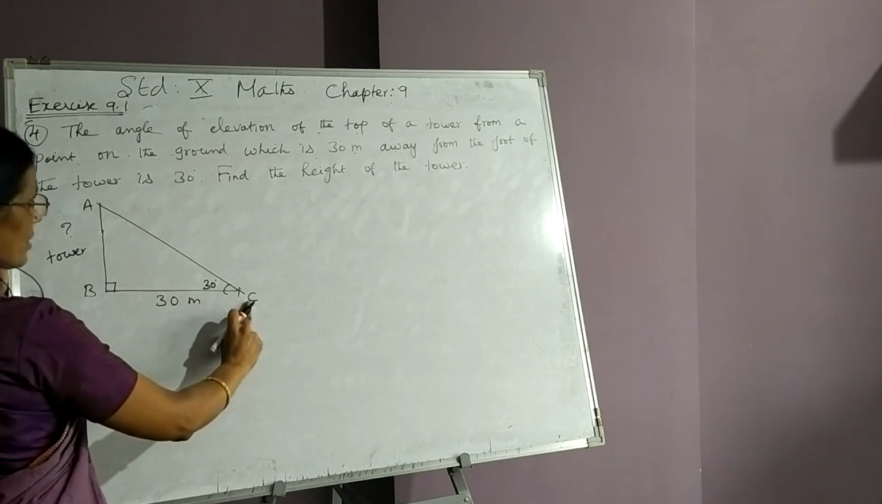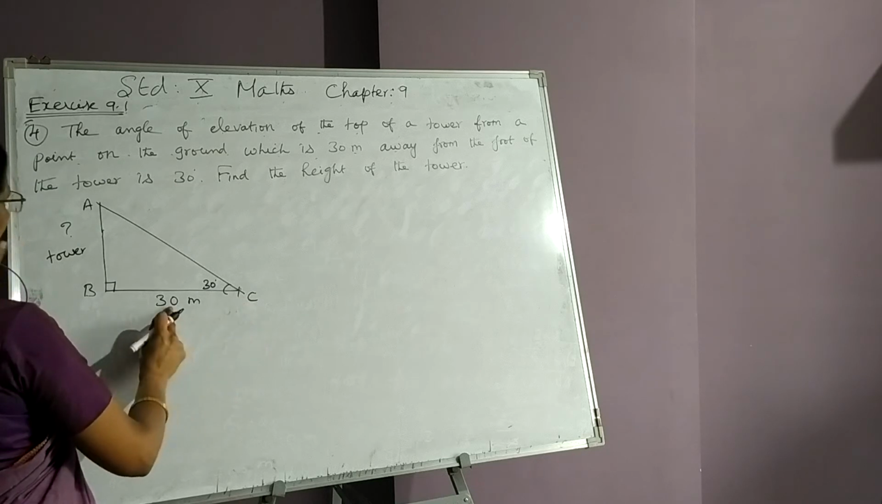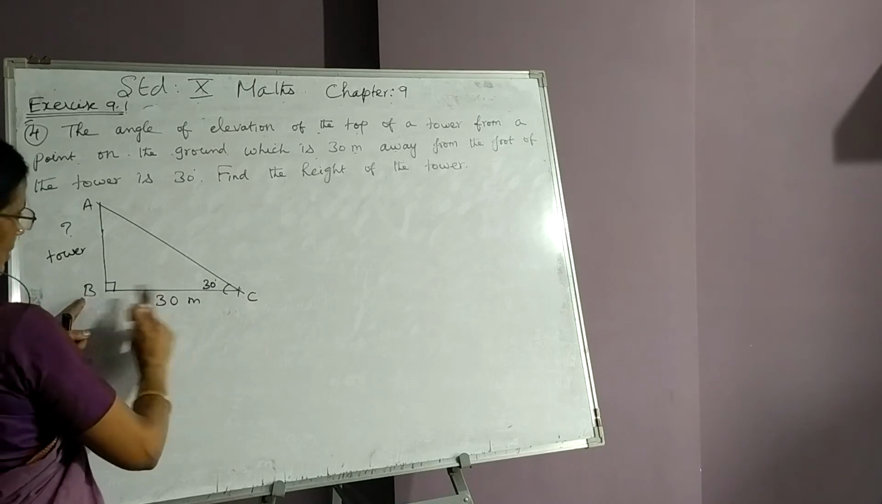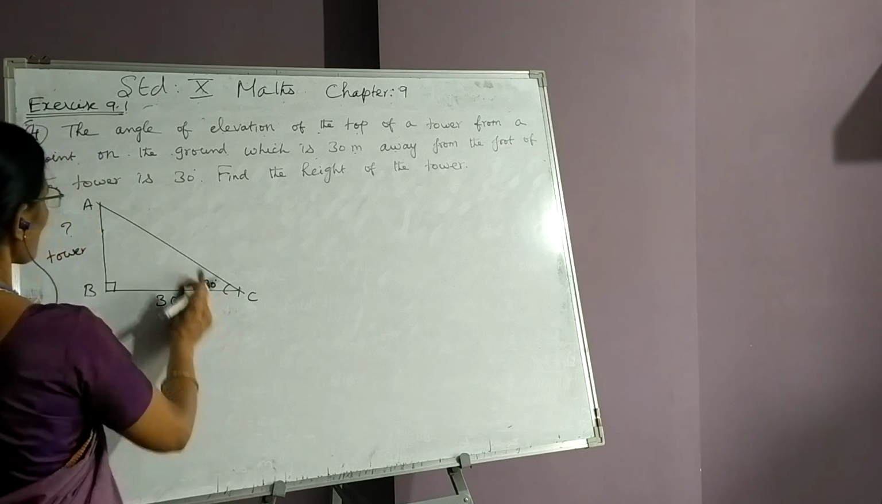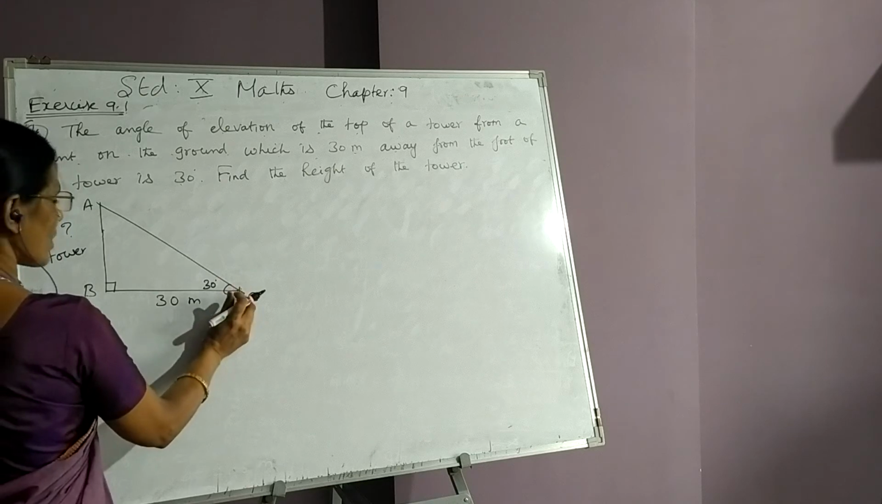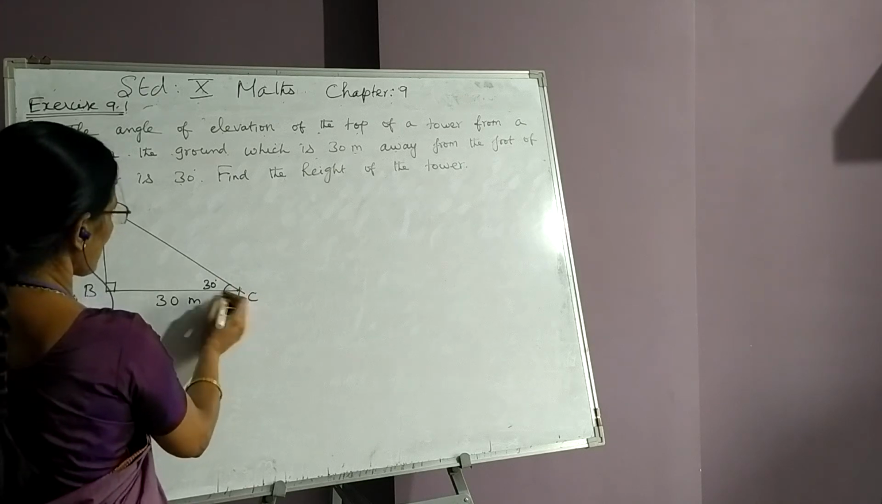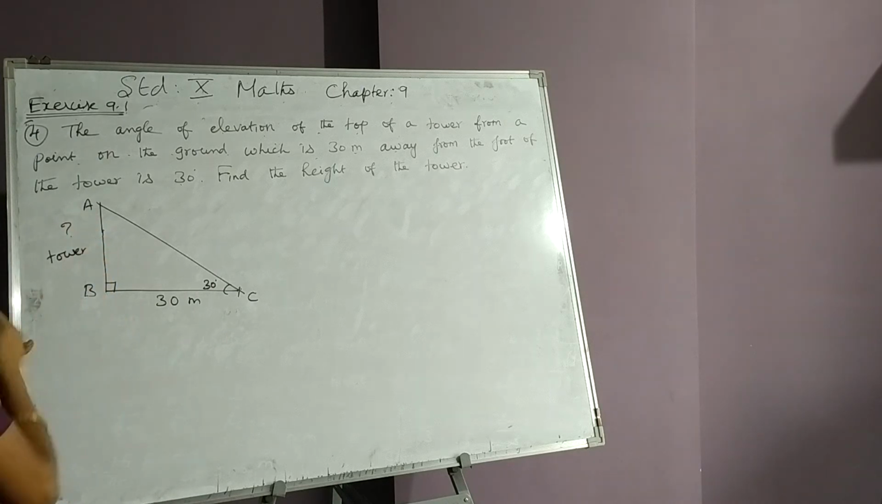From a point, C is the point we have taken. The C is 30 meters away from the foot of the tower. So distance between BC is given as 30 meter and the elevation is given as 30 degree. C is the observer. We mark the angle at the place of the observer only. So C is given 30 degree. Question is find out AB. So let us write the statement.